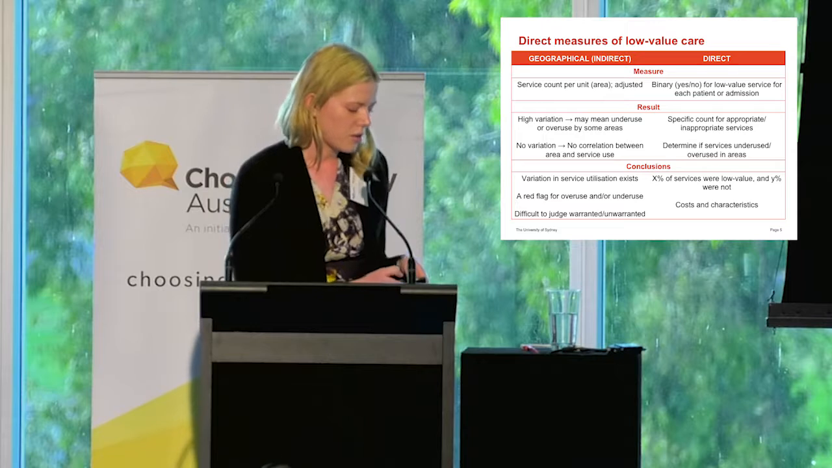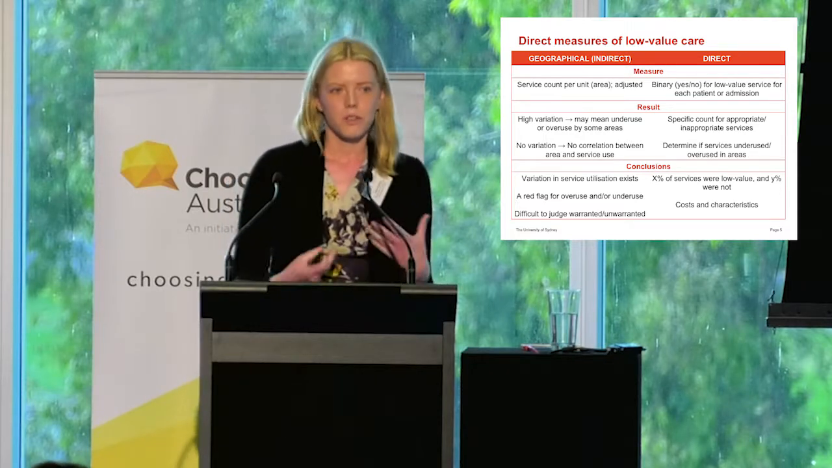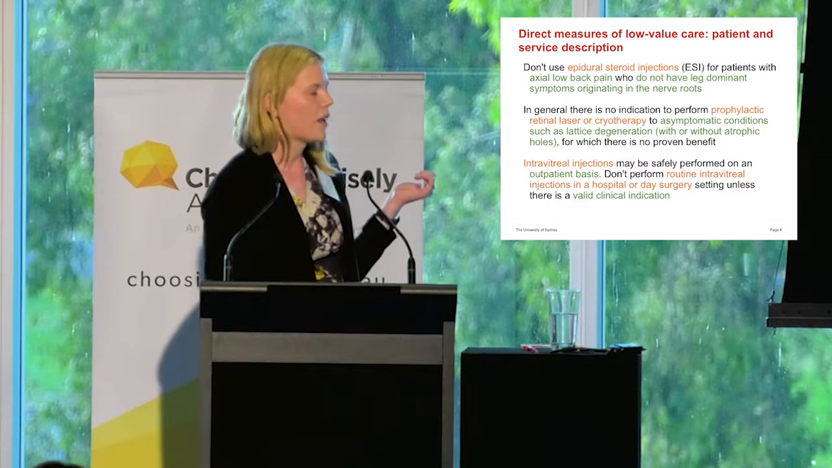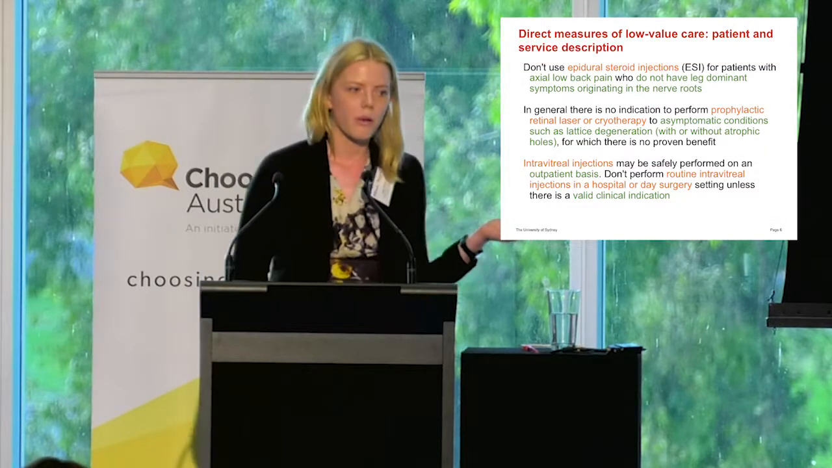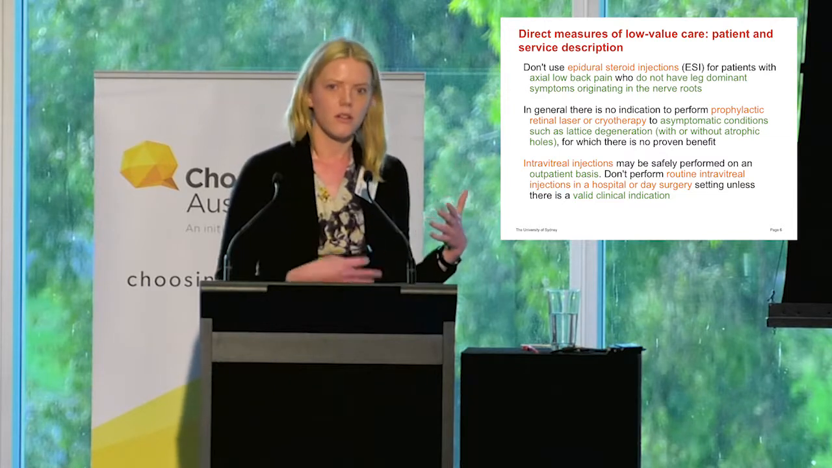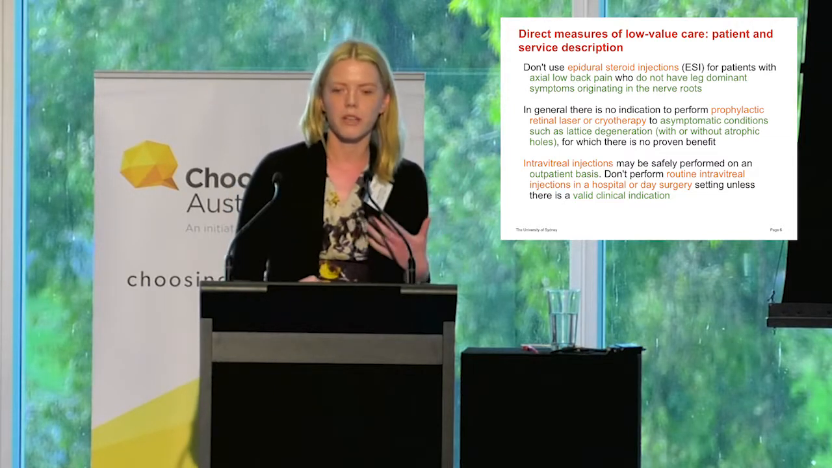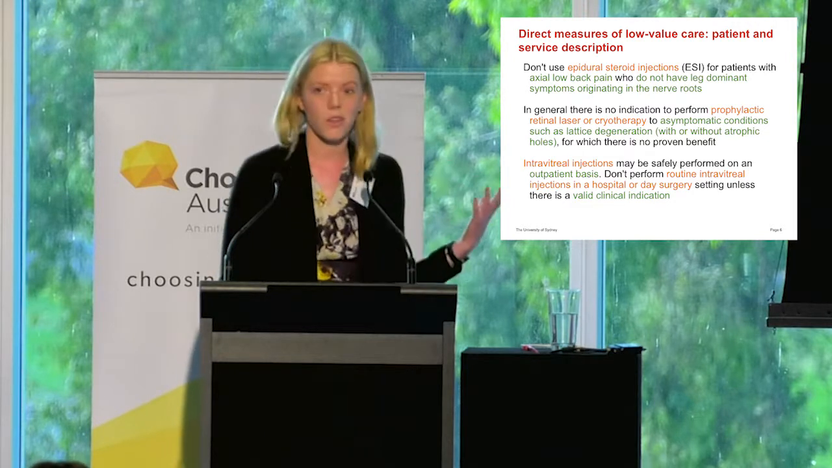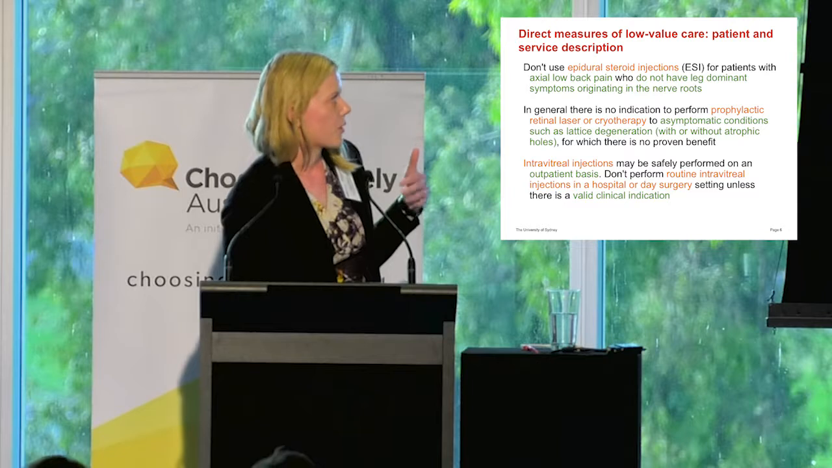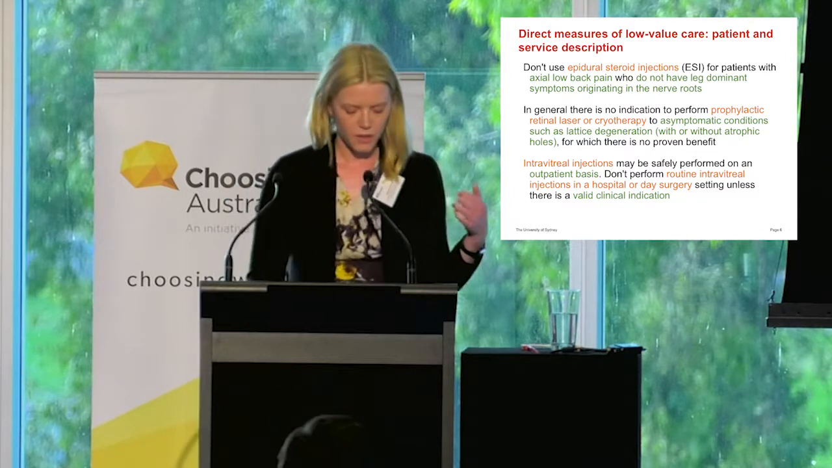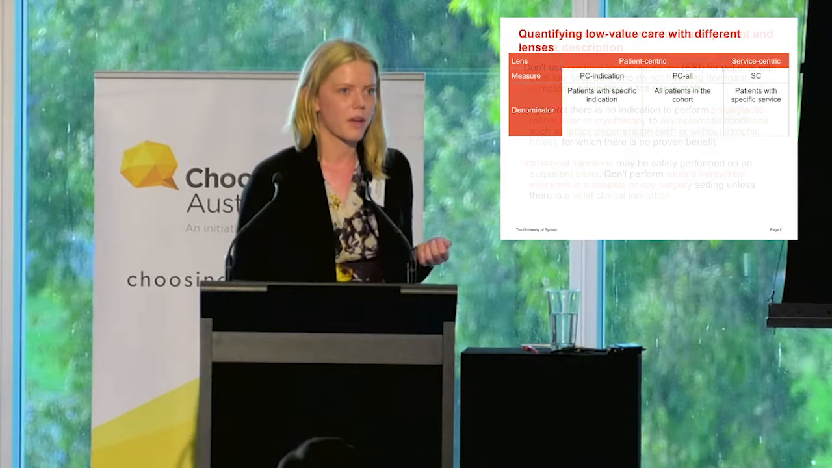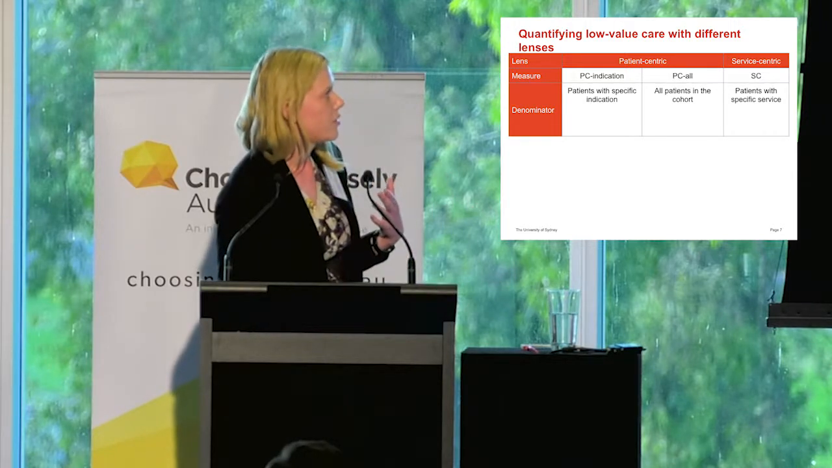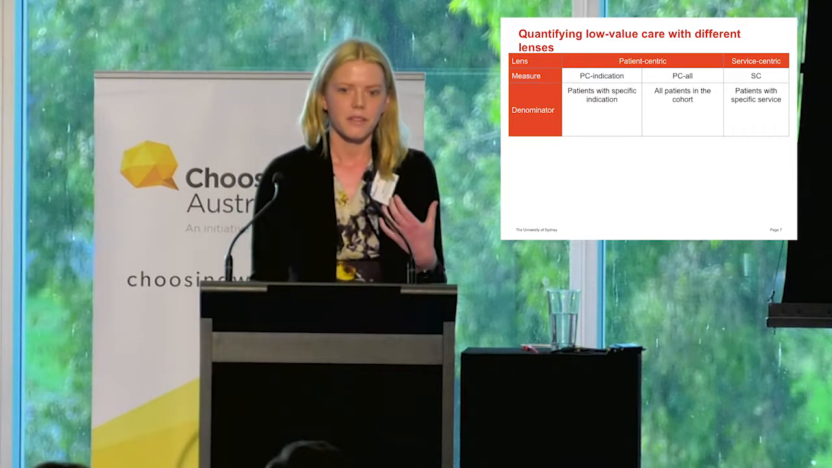The other issue or opportunity is what denominator do you actually choose? So these are some examples from Choosing Wisely Australia, where we've got the patient description or indication of what is appropriate or inappropriate. And then we've also got the actual service description in orange there. So if we were to take these and think about how we would measure them and what results we would report, you've basically got three options.